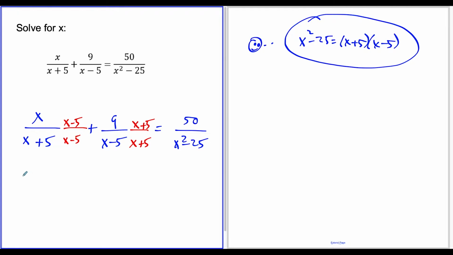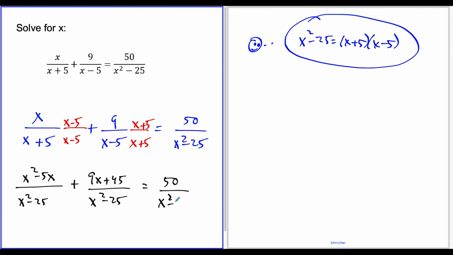X times x minus 5 is going to give us x squared minus 5x over x plus 5 times x minus 5 is x squared minus 25. And then the next fraction, if we distribute the 9, is going to give us 9x plus 45 on top when we multiply. And then x minus 5 times x plus 5 is x squared minus 25. And this is once again equal to 50 over x squared minus 25.